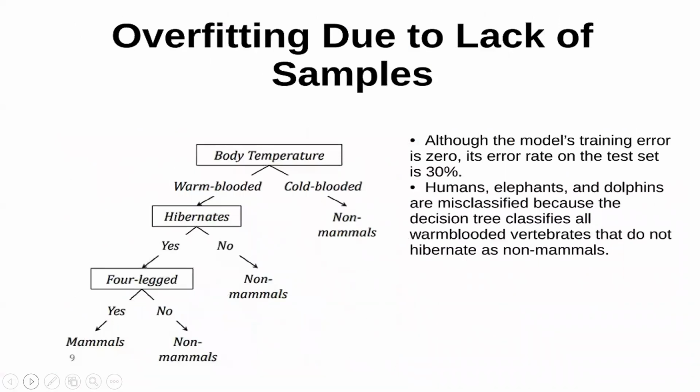Overfitting due to lack of samples. Although the model's training error is zero, its error rate on the test set is 30%. Humans, elephants, and dolphins are misclassified because the decision tree classifies all warm-blooded vertebrates that do not hibernate as non-mammals. So here, the misclassification has occurred.